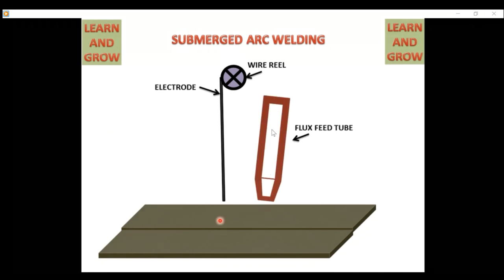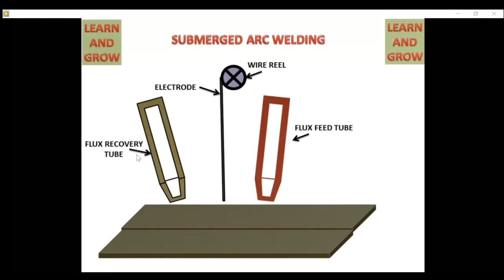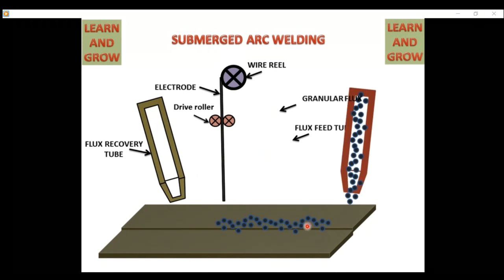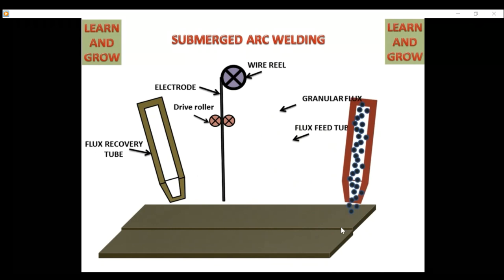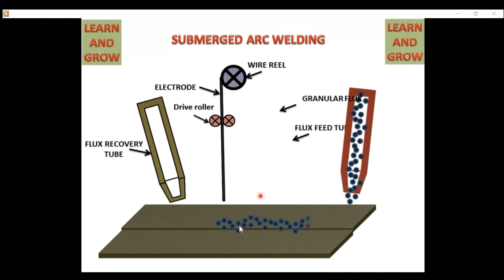This is a flux. This tube brings the flux. This is another tube to collect. We call it the recovery tube. The recovery tube takes out whatever extra flux is not being used, right? Here we added flux. This tube is to deliver the flux. So if we add flux here, this is the flux material, and now this is the wire electrode.